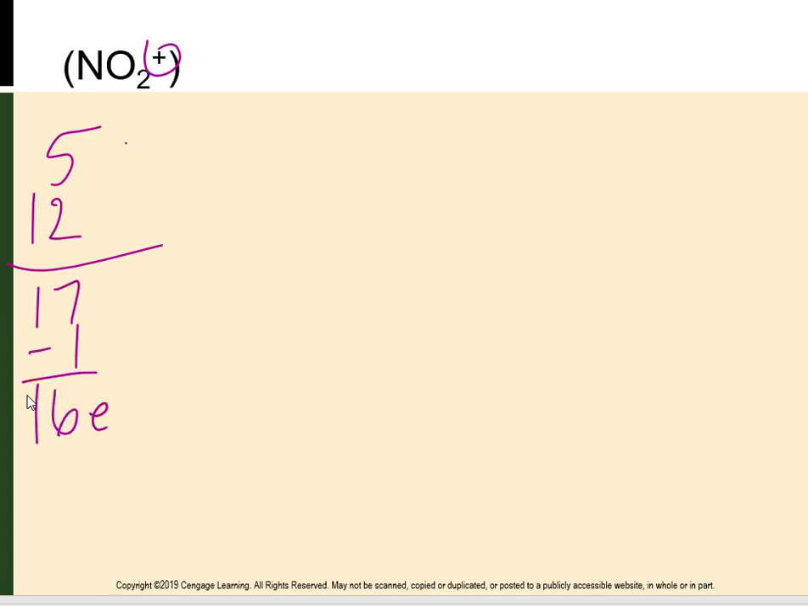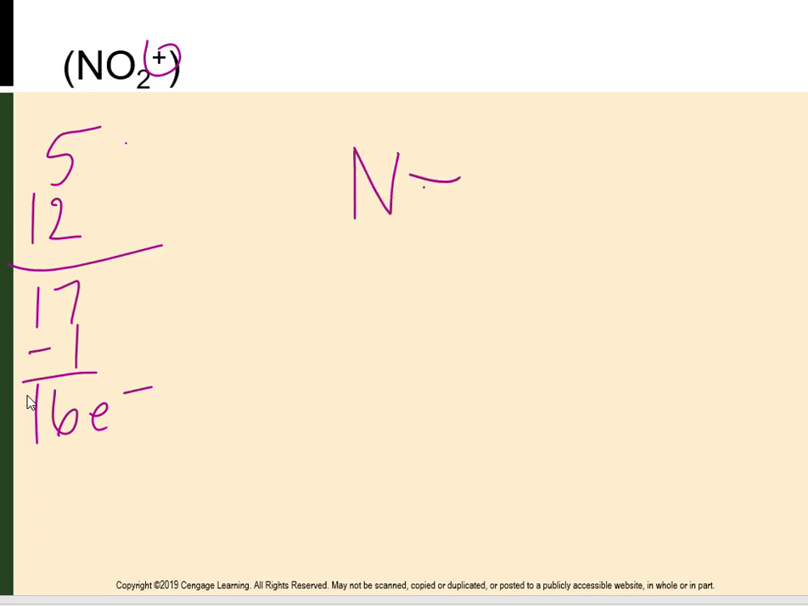We know that nitrogen has 5 valence electrons. Each oxygen has 6, so 6 times 2 would be 12. And then this tells me, or excuse me, 12 plus 5 is 17, minus 1 is 16, which is 17 minus 1. So we need 16 electrons that we need to account for.